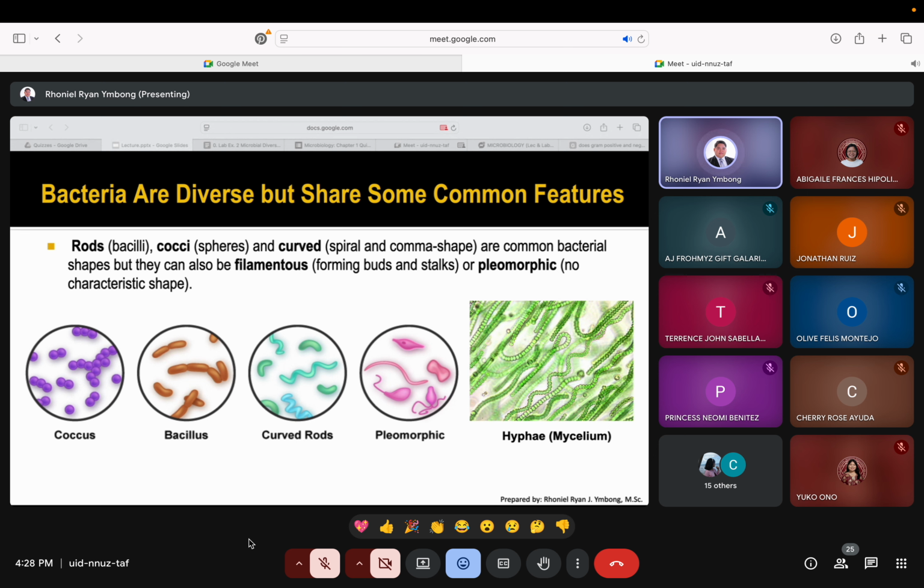Another type of bacterial cell is what you call a hypha, or hyphae, your mycelia or mycelium. Hyphae are actually filamentous bacterial shape. So when you say filamentous, these are very much elongated, very long in terms of length, and these are made up of different aggregations of cells with a certain level of differentiation.